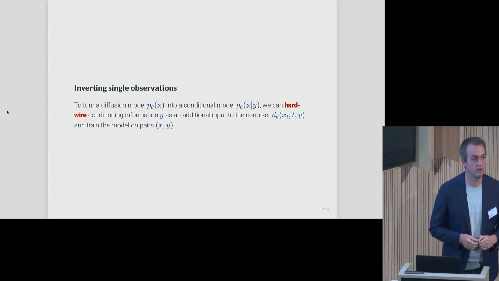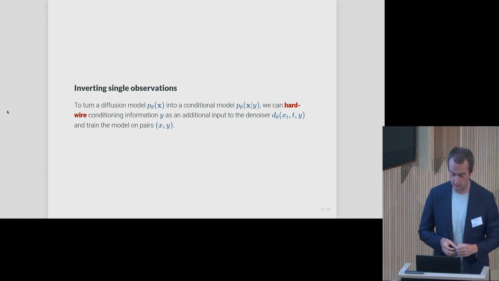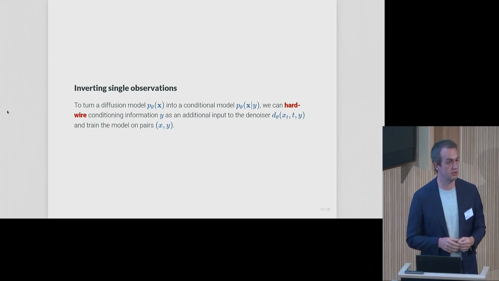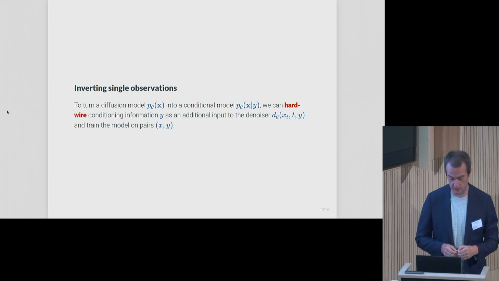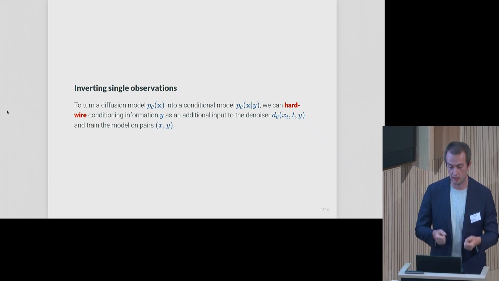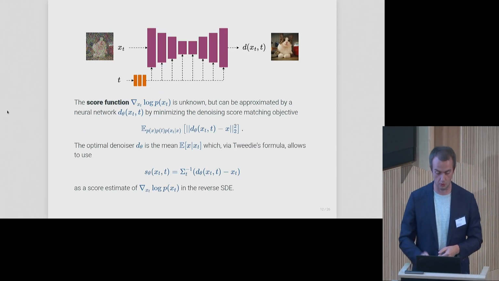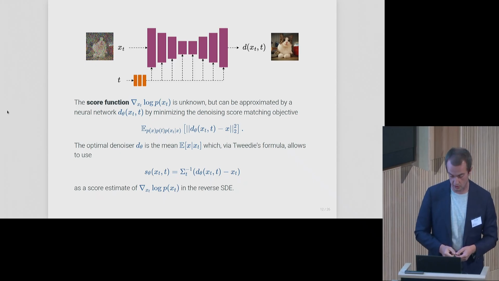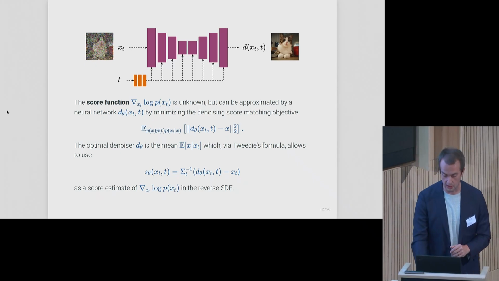All right, so now that we have a basic understanding of diffusion models, let's see how we can use them to solve inverse problems. The most straightforward approach would be simply to hardwire the conditioning information, the observation Y, directly as an additional input to the network. So we could take this architecture and add a third input, which directly would correspond to the observation, and we would be done.